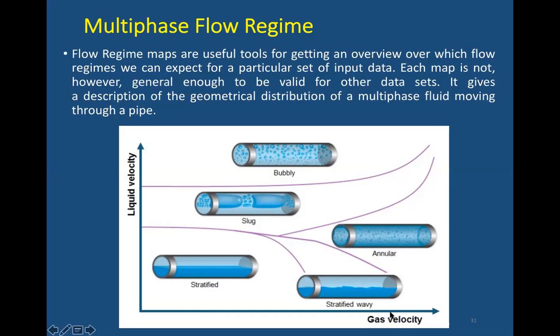Annular flow, you have very high gas flow rate, but medium liquid velocity. And in bubbly flow, liquid velocity is very high, while gas velocity is medium. Then at that time you will get that bubble flow. So these are the different flow patterns based on the multiphase flow.